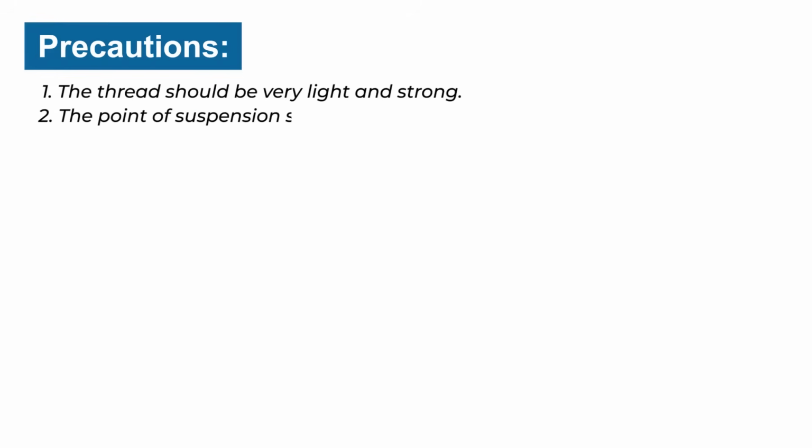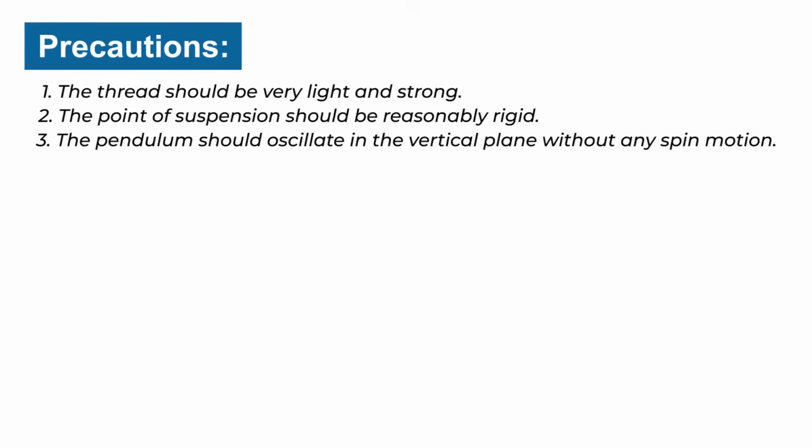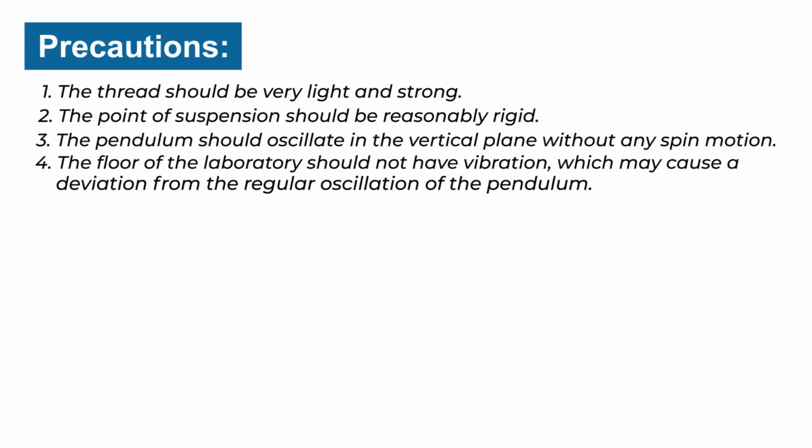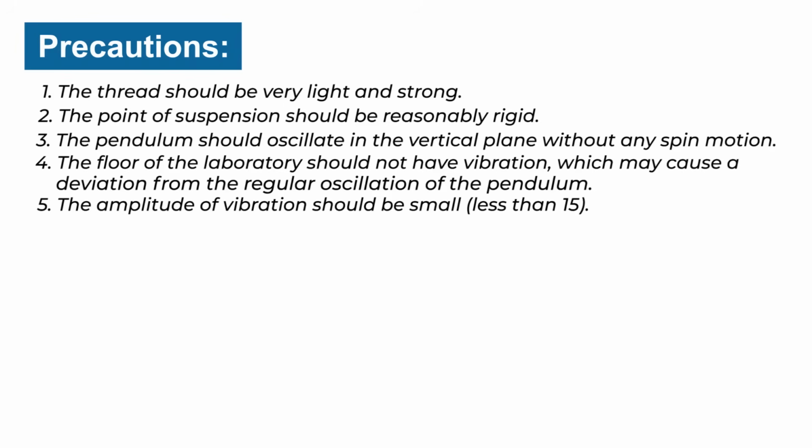Precautions. The thread should be very light and strong. The point of suspension should be reasonably rigid. The pendulum should oscillate in the vertical plane without any spin motion. The floor of the laboratory should not have any vibration which may cause a deviation from the regular oscillation of the pendulum. The amplitude of the vibration should be very small, less than 15 degrees.